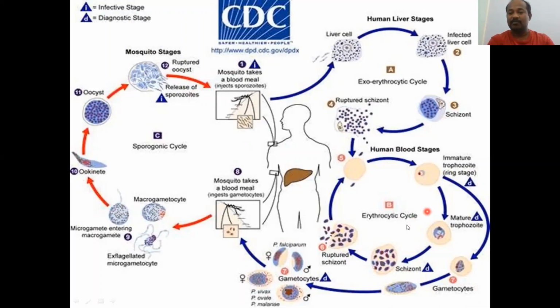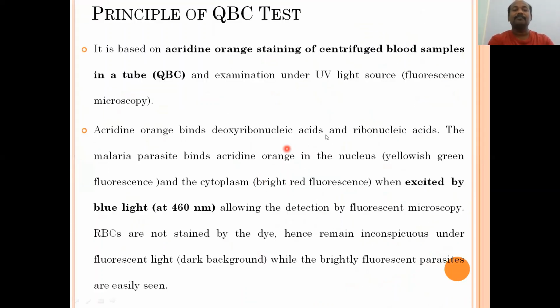The diagnostic importance lies in the immature trophozoites, mature trophozoites, schizonts, and gametocytes. These are the forms we are able to visualize through microscopy. So what is the principle involved in the QBC test? The QBC test is based on acridine orange stain.